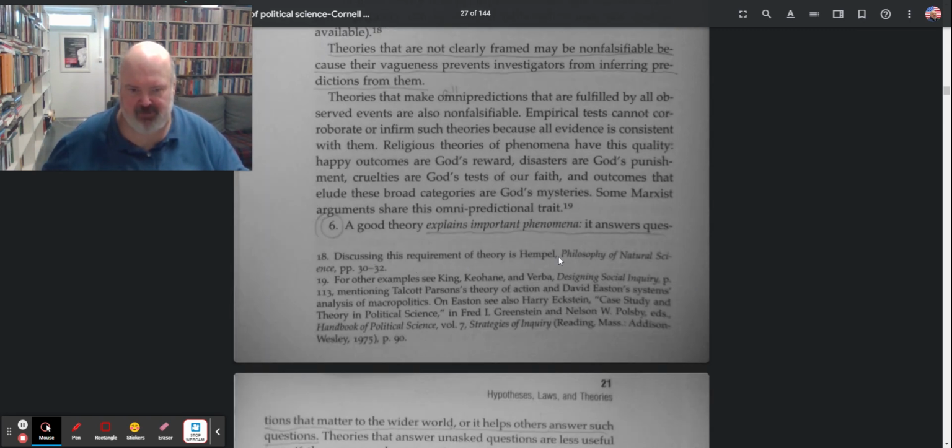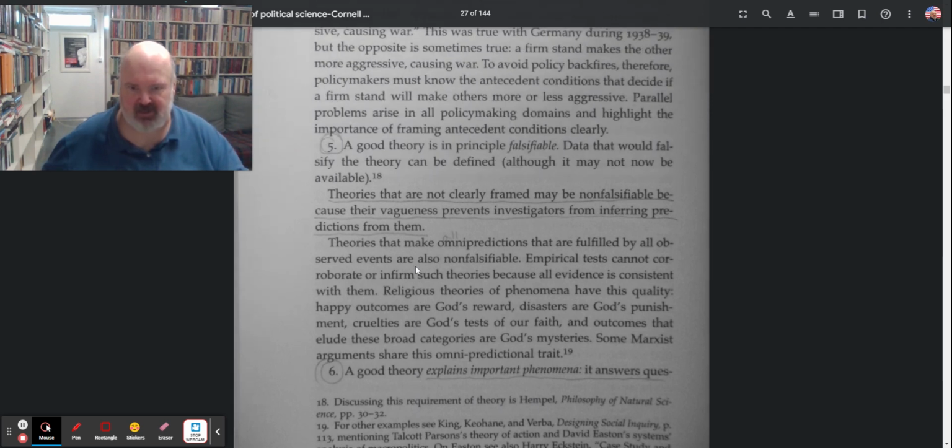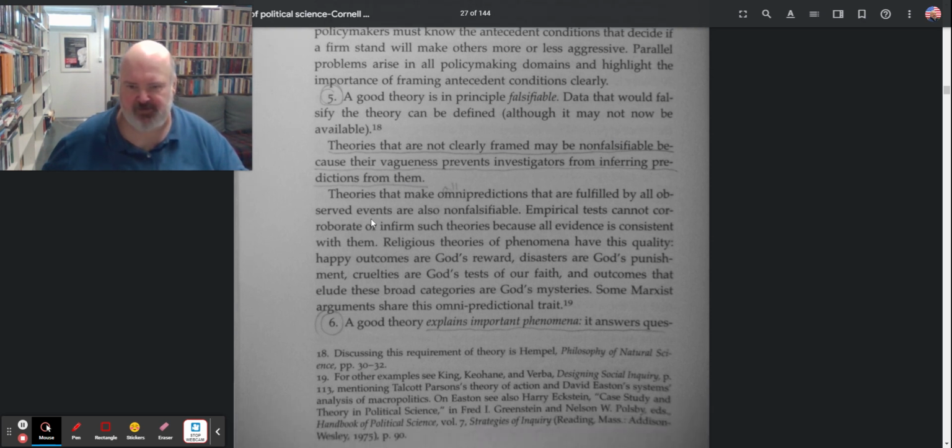This is Hempel's requirement of a theory, that the data be available. Theories that are not clearly framed may be non-falsifiable because the vagueness prevents investigators from inferring predictions from them. In other words, vague, not clear, means we can't have firm predictions, and therefore we can't test, right?